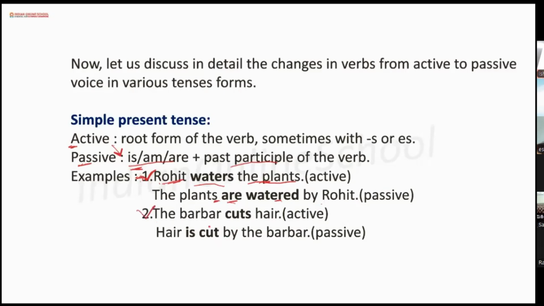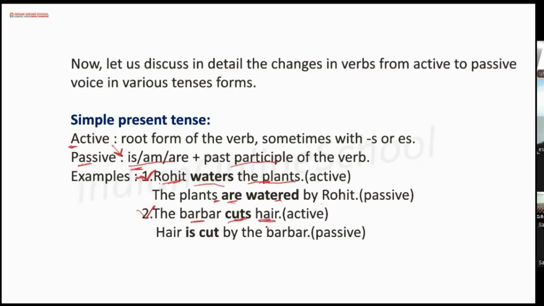Now, Shasha, can you read the second example for me? Okay, ma'am. The barber cuts hair. Okay. Which one is the subject here? Ma'am, the barber. Very good. What is "cuts" here? Ma'am, cuts is a verb. Very good. What is the object here?